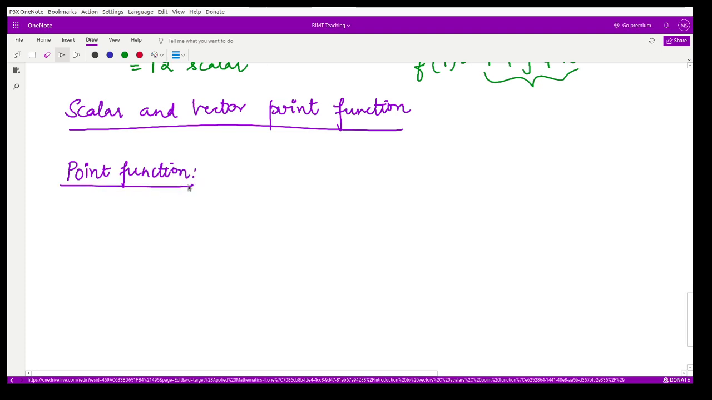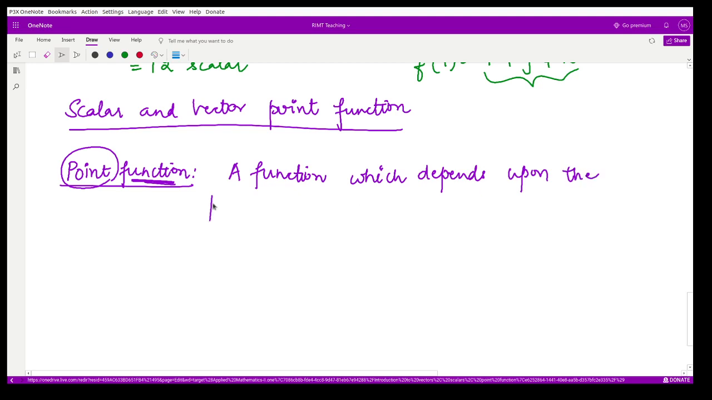A point function is the one which depends upon the point, the position of the point. So a function which depends upon the position of a point in space. And what is a scalar point function? So, scalar point function.